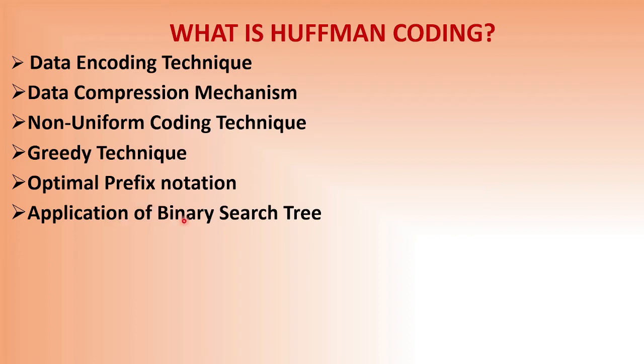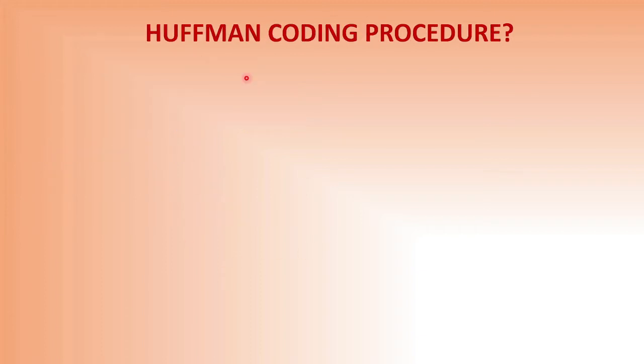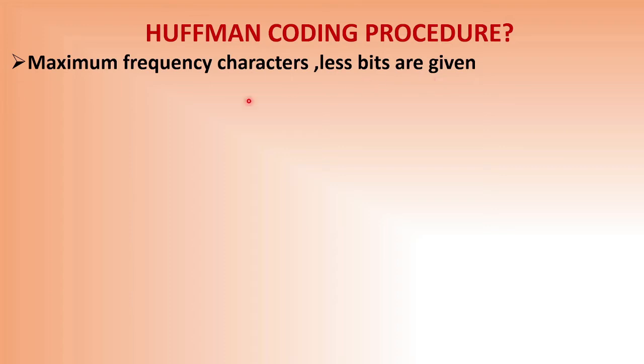Next is an application of binary search tree, because we get the solution for Huffman code by drawing the binary search tree. Now what is the procedure for Huffman coding? Fewer bits are given for the maximum frequency character. Suppose I want to send the message hello. In hello, the maximum frequency character is L.